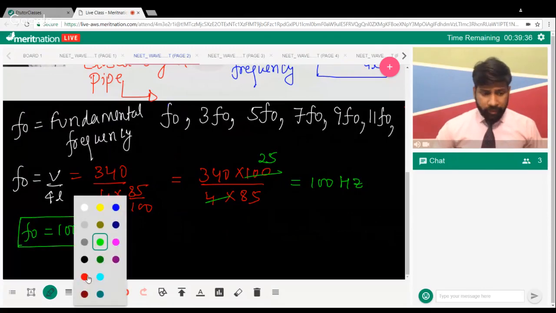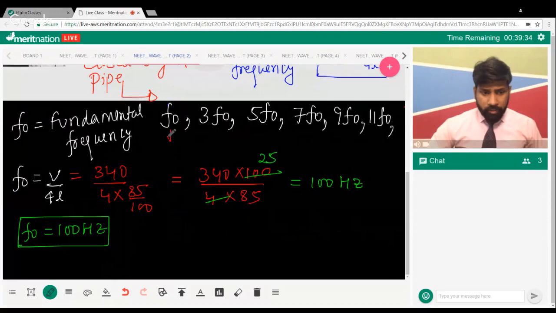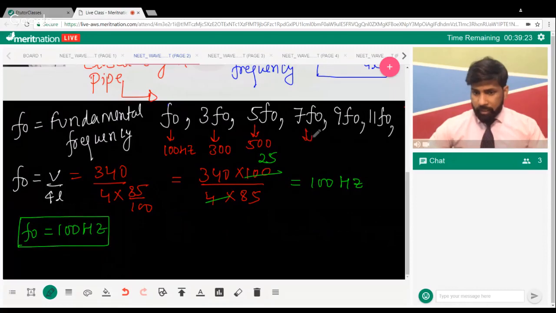Now next thing, students, this is 100 hertz. What about the third harmonic? That will be 300. For this one, I can say 500. This is 700. Okay, 900. Next will be 1100. And after that, 13 f naught, so that will be 1300.